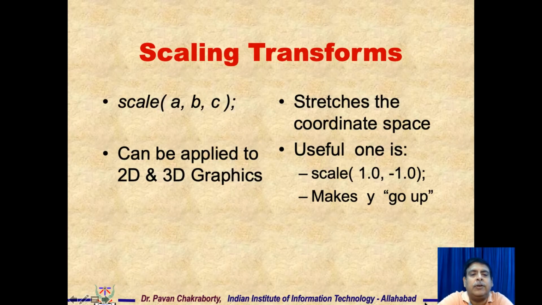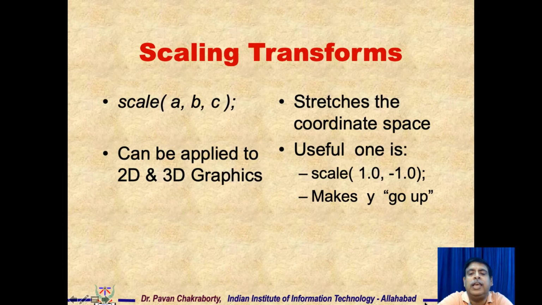So the scaling transform depends on 3 quantities a, b, c in 3 dimensions. In 2 dimensions, you could scale it using 2 values, 2 scalars a and b. And this can be applied to 2D and 3D graphics. It stretches the coordinate space.